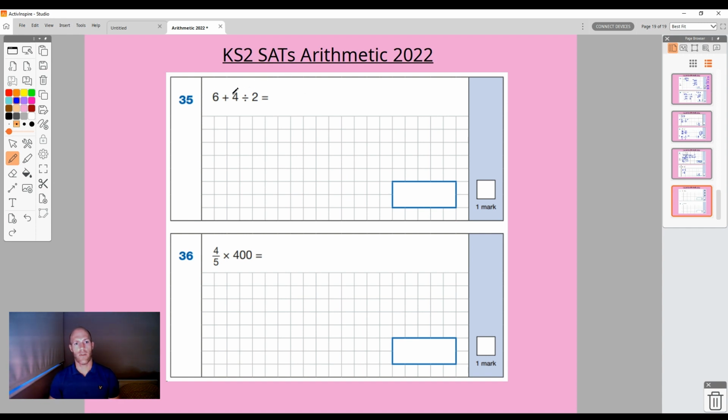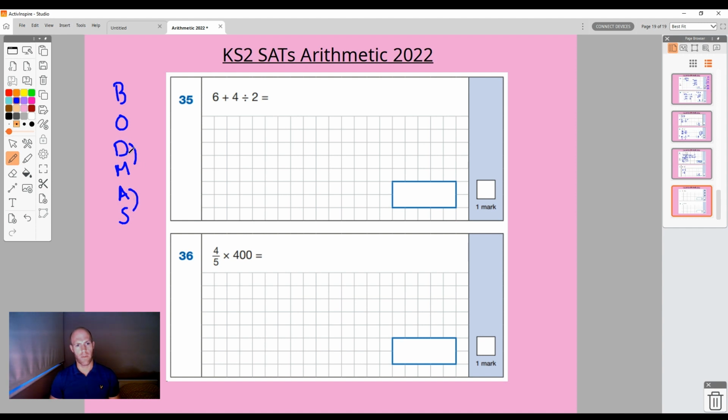6 add 4 divided by 2. If ever you see simple numbers, you've got to be thinking, I'm not being challenged on the arithmetic here. I'm being challenged on the order of things. So BODMAS: brackets, orders, division and multiplication, they're equal. Addition and subtraction are equal.